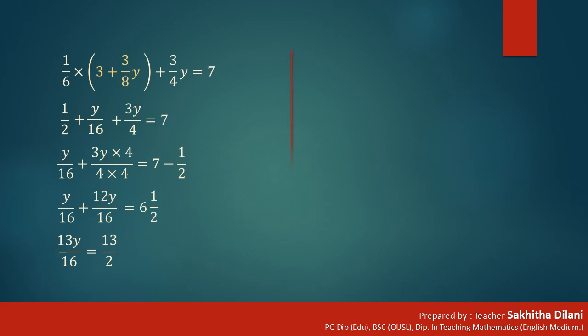To find the value of y, first you have to remove 16. For that, multiply both sides by 16. Then, to remove 13, divide both sides by 13. After simplifying, the value of y is 8.